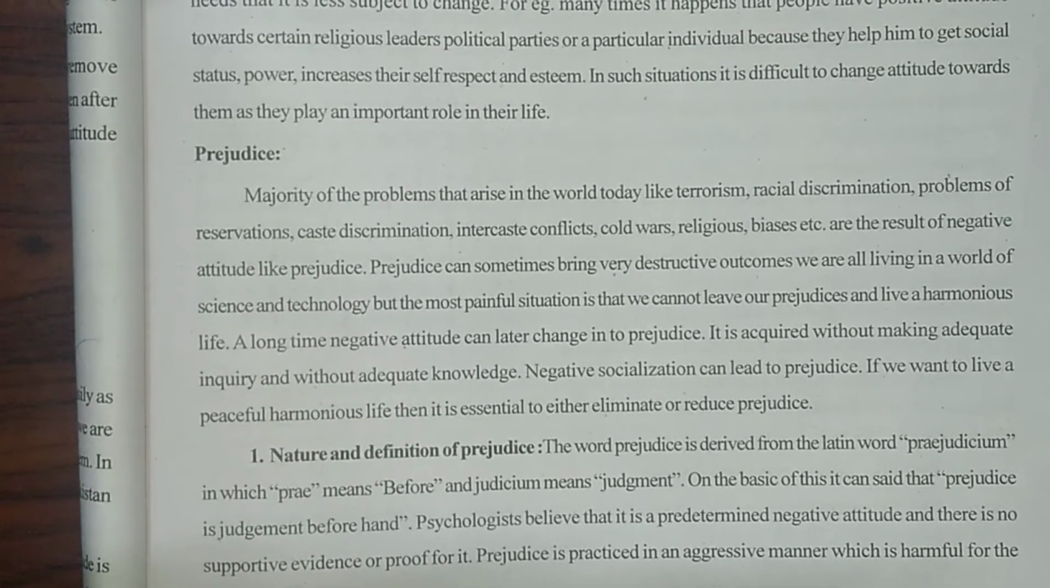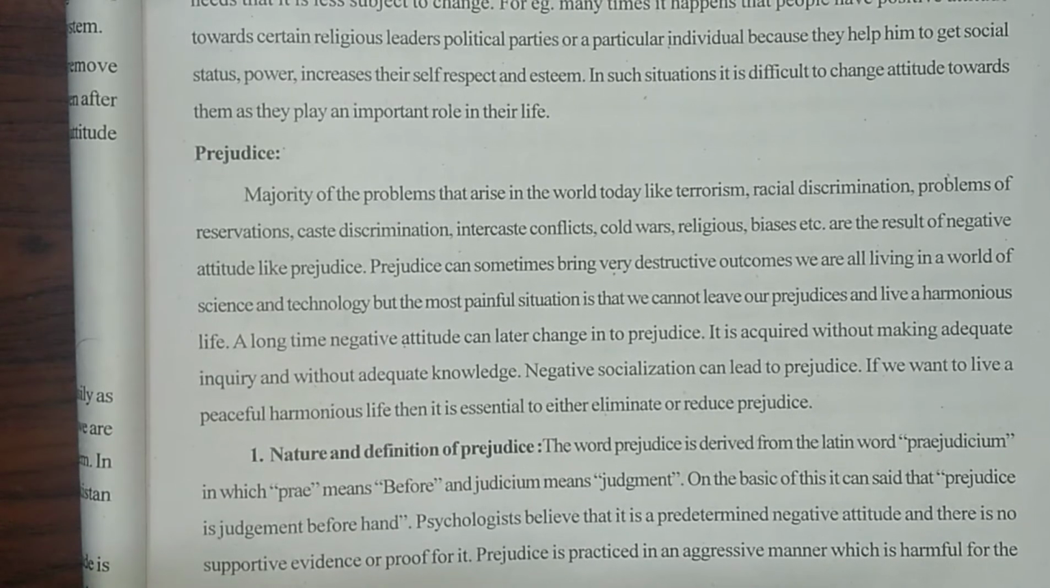Definition of prejudice. The first definition is given by Newcomb. Prejudice is a preconceived attitude, opinion, feeling, or thought with a view to show opposition. The second definition is given by Ogburn. Prejudice is an impulsive negative attitude which is a predetermined and acceptable thought without any proof or fact.